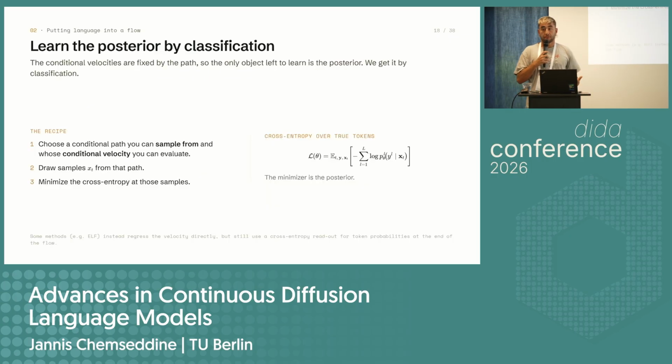Now, how do you actually learn the posterior? I'm going to just outline the recipe. It's super simple. It's basically what we did in the mask diffusion case, but now we do this in continuous space. The loss is basically the same. You choose some conditional path you can sample from and where you have access to the conditional velocity. You draw samples from this path and you minimize cross entropy at these samples. This means you maximize the log likelihood of the true token given whatever noisy version you see. And you can show the minimizer is exactly the posterior you need to get the velocity, and then you can do all sorts of things. So it's a very simple recipe. It's just as simple as in the video case, audio case, image case. You just have a different loss. Instead of regressing velocities, you're maximizing log probabilities.